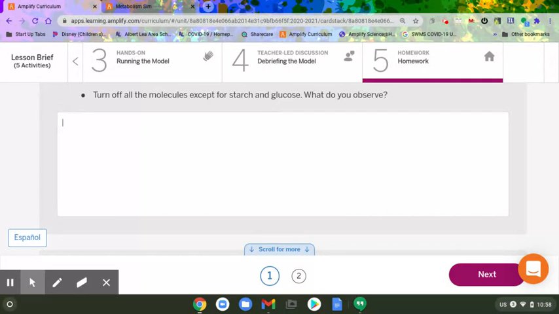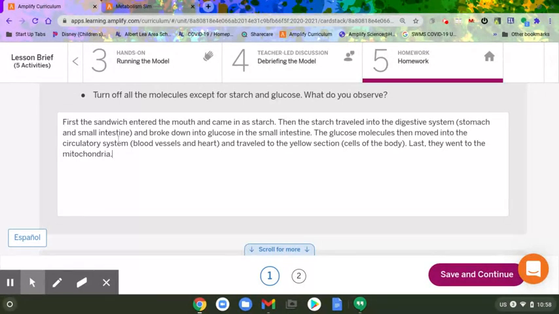We then saw the glucose molecules head into your bloodstream, which is part of the circulatory system and through the heart. And then it ended up in the cells. So I've already typed a response that I've used. You are welcome to pause the video and utilize what I wrote or freehand and write your own.